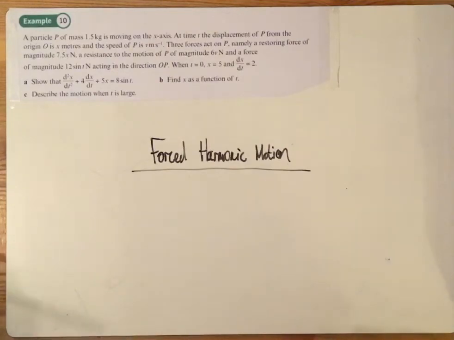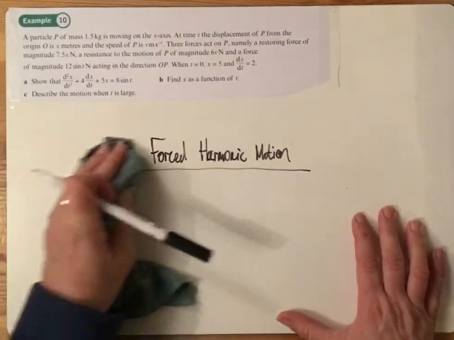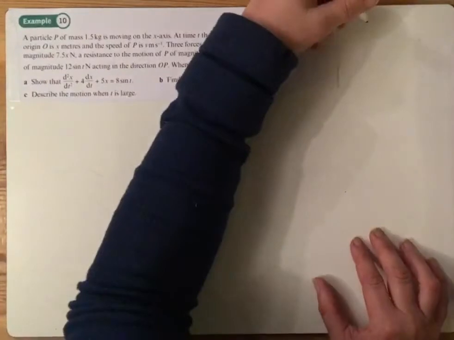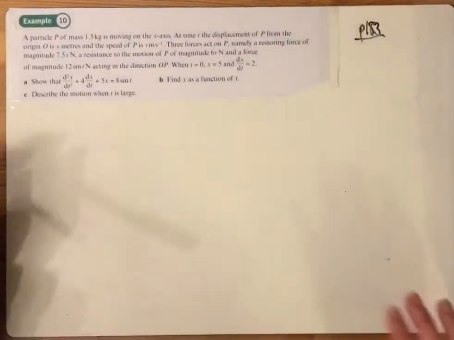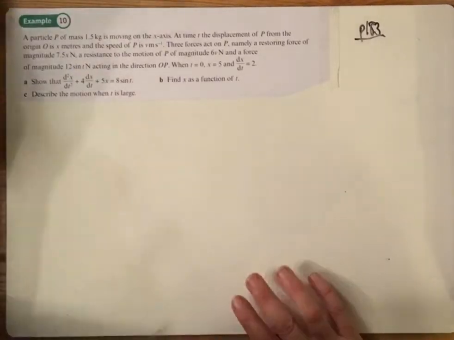So, example 10, page 183, I think, in your books. It's there or thereabouts, anyway. And then we've got this F equals ma situation again.